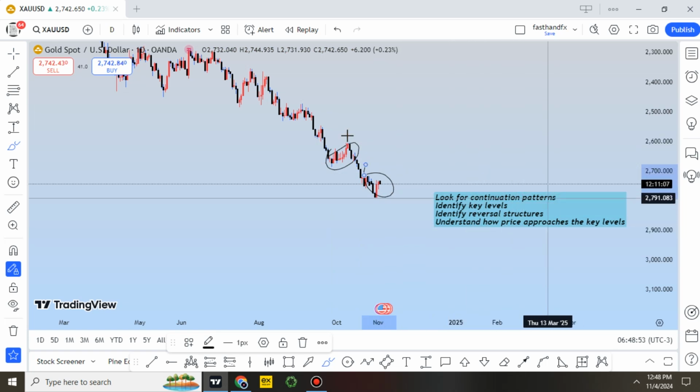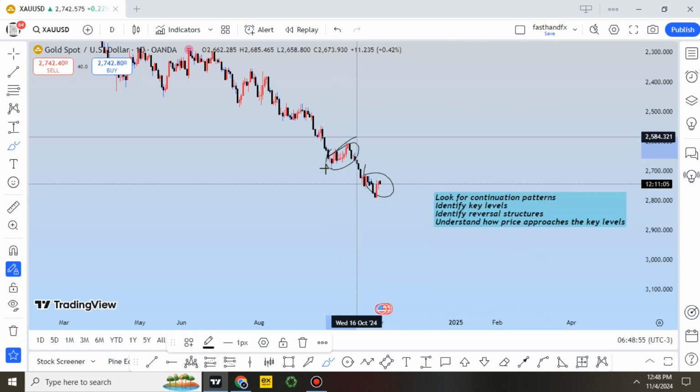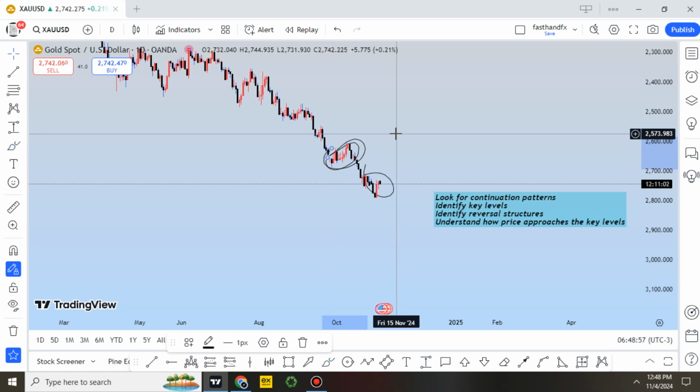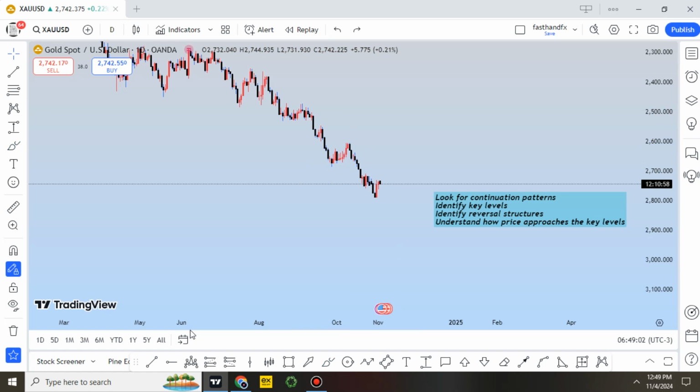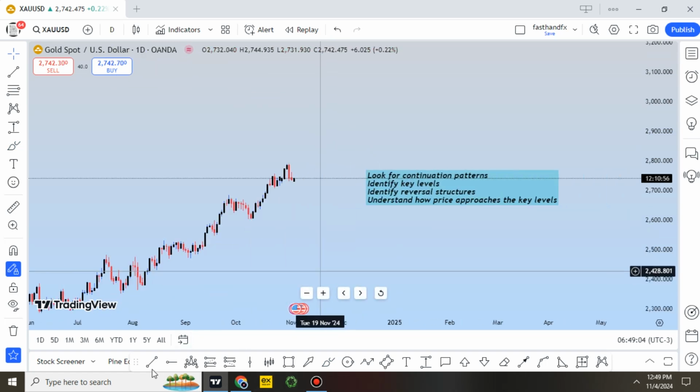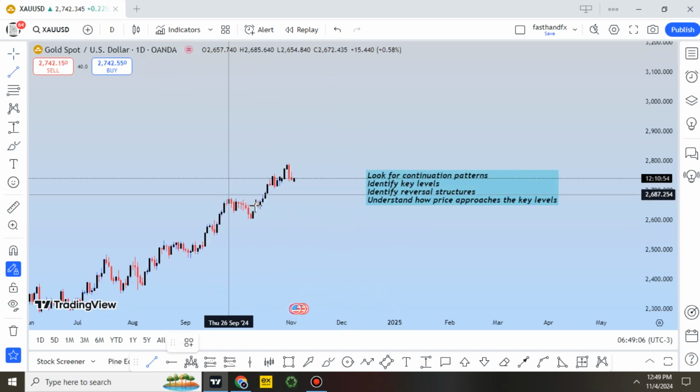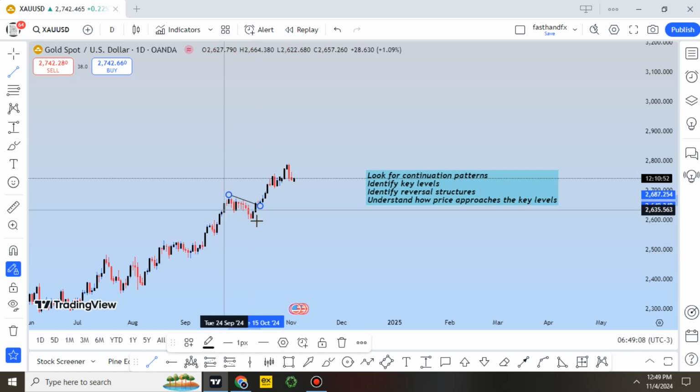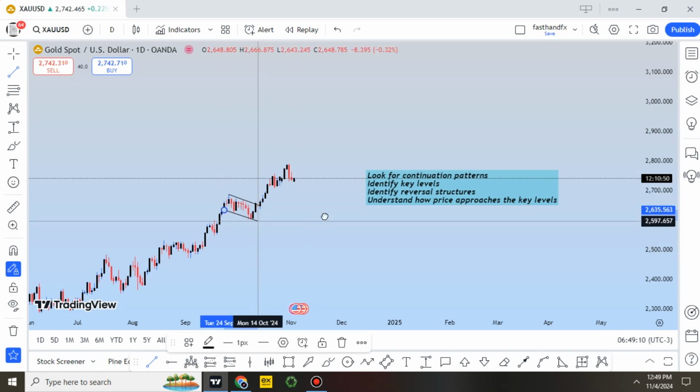So look for continuation patterns. Let's try with this right there. We'll start our analysis based on that continuation pattern. Let's flip our screen back. This was the continuation pattern right there, then we have it right there, correct?